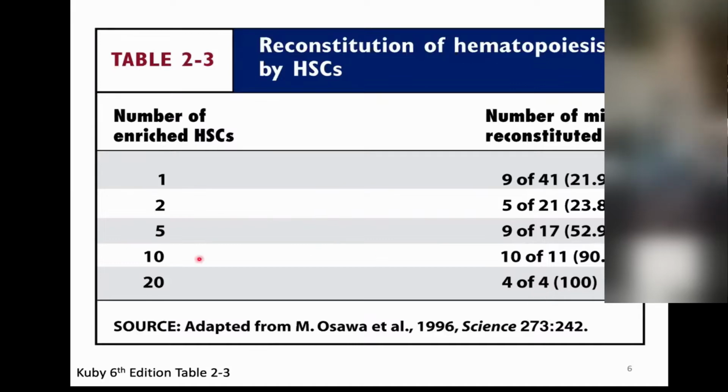And they tried 10. When they did 10, 10 out of the 11 mice had a whole immune system. So in most cases, 10 was enough. You can see 5 was enough in some cases, 2 was enough. And in fact, you can get some of those mice developing an entire new set of white blood cells after transplanting in just 1 hematopoietic stem cell.